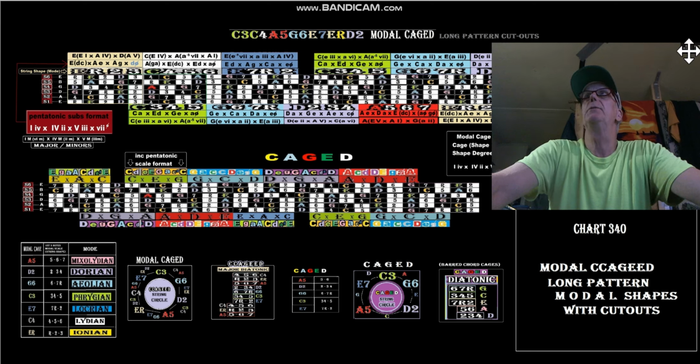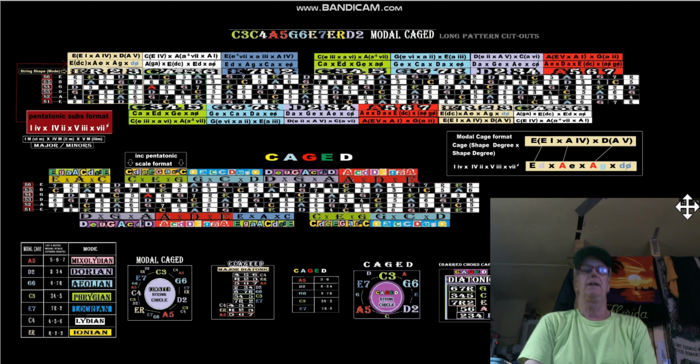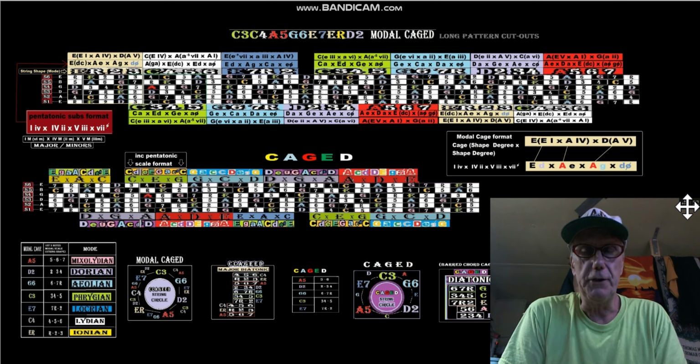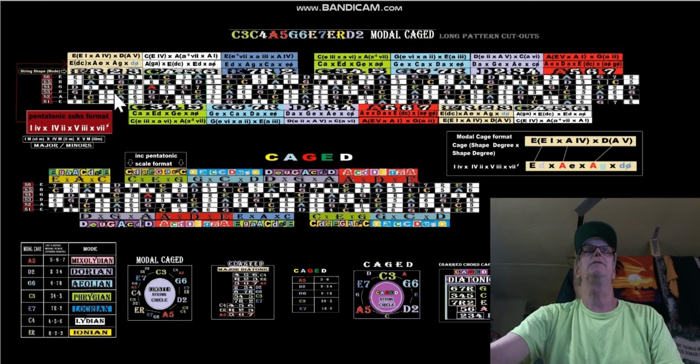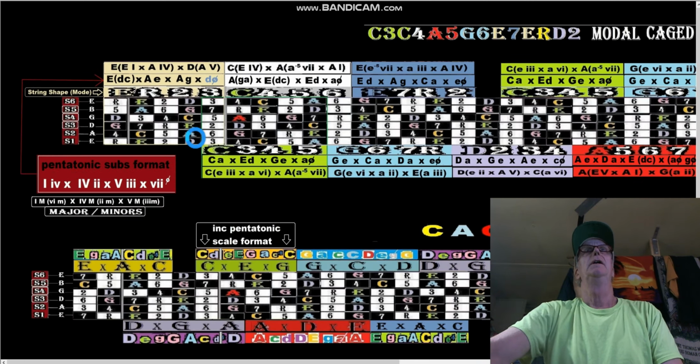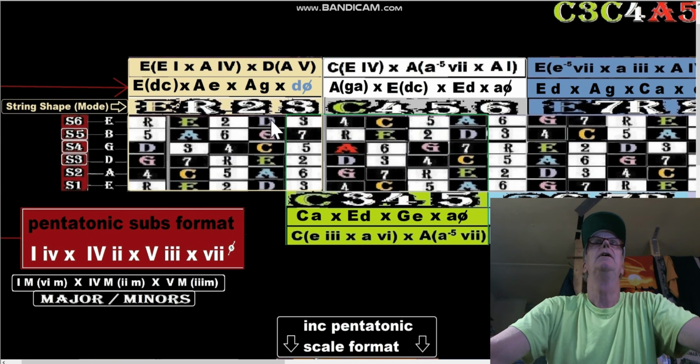Why are the cutouts important? The cutouts are important because they allow us to exploit the open strings. When we exploit the open strings, let's look at the first box here. Doesn't matter what key it is, it's just what it is. So we're looking at the E box here. When we exploit the open strings, this says root down there, it got kind of cut off a little.